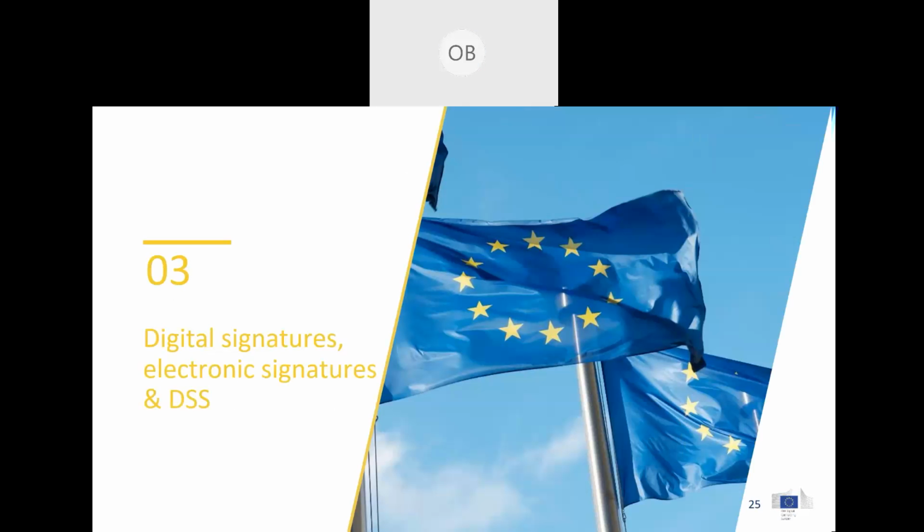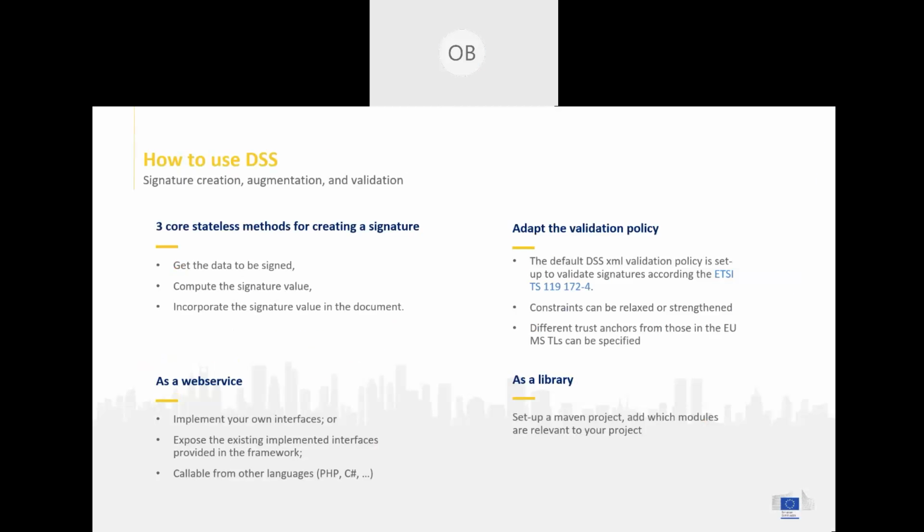Okay, now we have covered the topics. Let's focus on DSS itself. So DSS, as we said, is about creating, augmenting, going from a T to an LT to an LTA level, and validating, receiving a signature and verifying it, as we explained. DSS is about all that. So managing all these levels, managing all these procedures, both on the creation and the validation side.